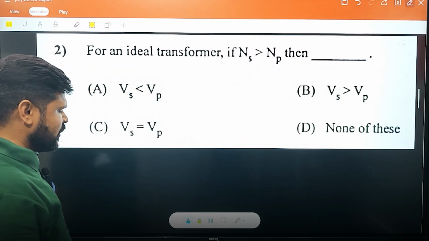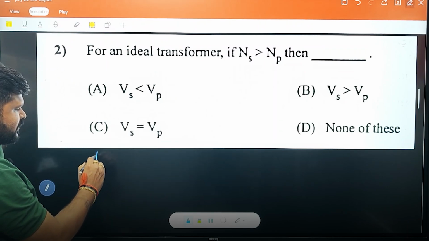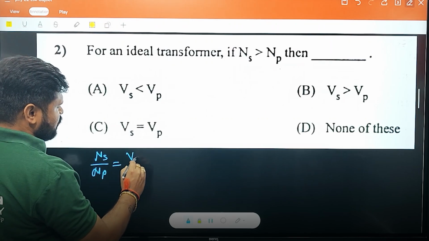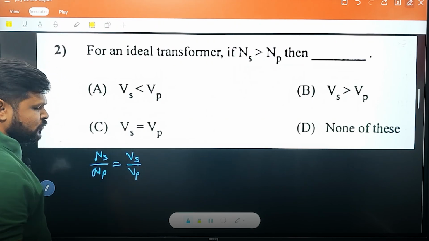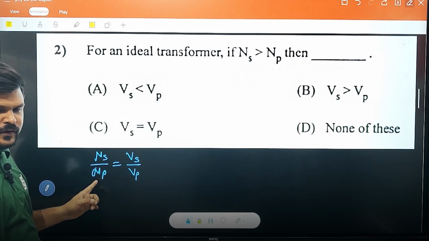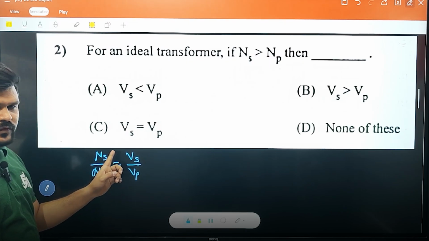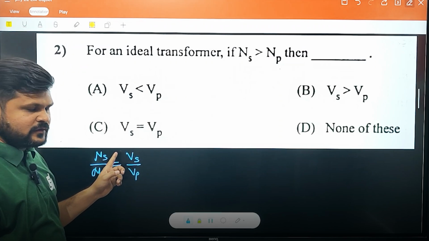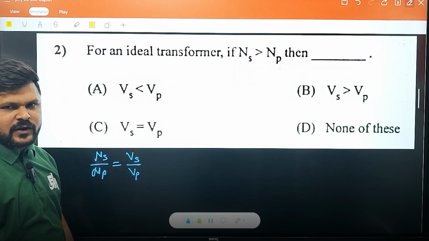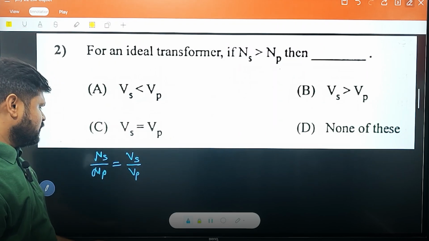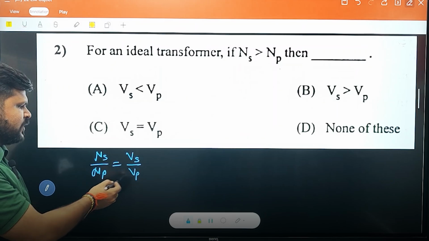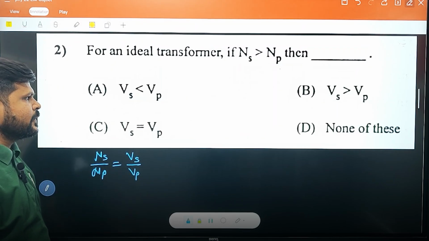According to the formula of transformation ratio, we know that Ns upon Np equals Vs upon Vp. You very well know that Ns is the number of turns in the secondary coil, Np is the number of turns in the primary coil, Vs is the AC voltage in the secondary coil, and Vp is the AC voltage in the primary coil. Secondary is our output and primary is input. So in a transformer, the transformation ratio is Ns upon Np equals Vs upon Vp.